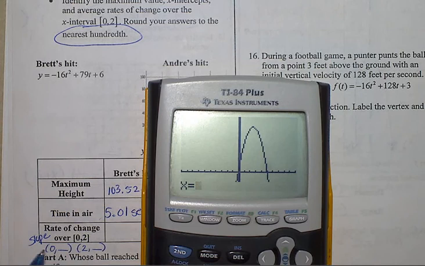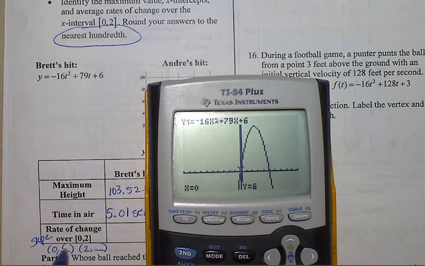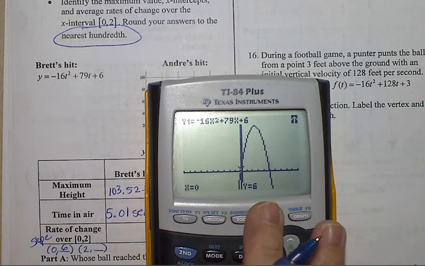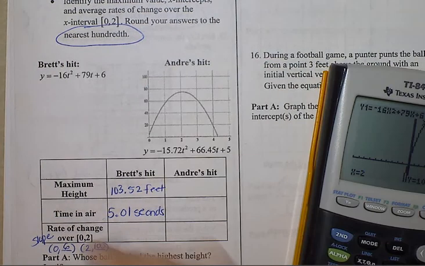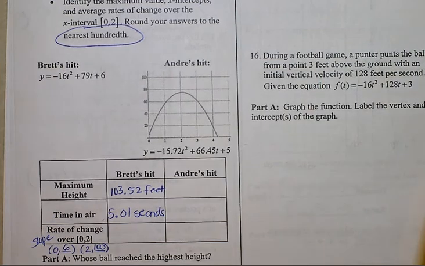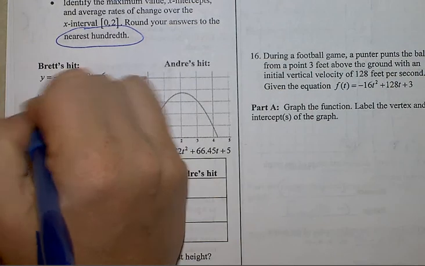Type in 0, press enter. That means 0 corresponds with a y value of 6. Again, second, trace, value, and 2 corresponds with a y value of 100. So I'm going to come off to the side here, maybe up above where there's some space, and use the slope formula.